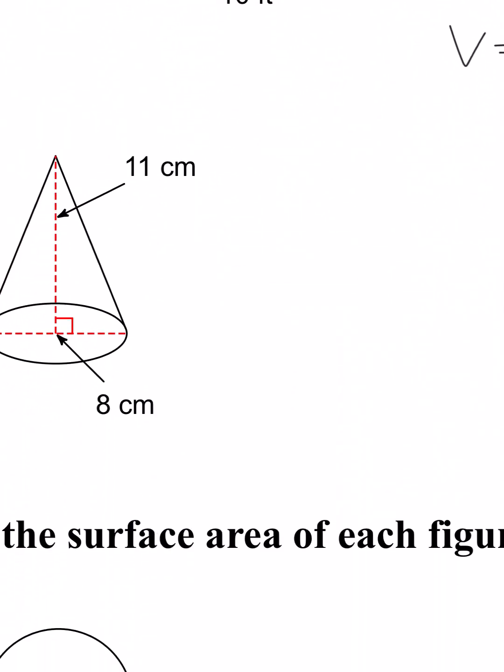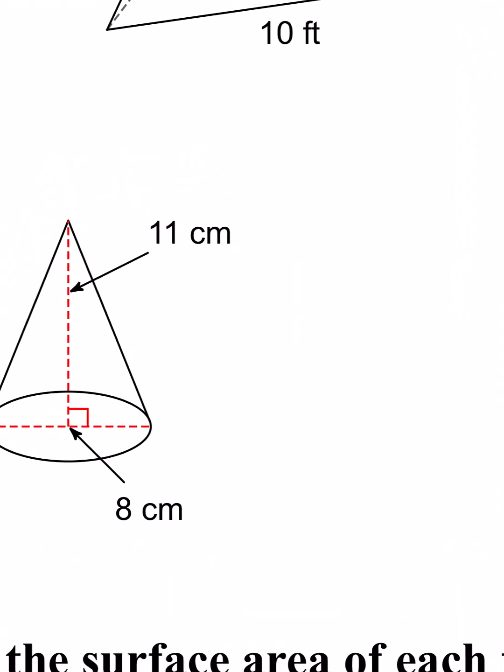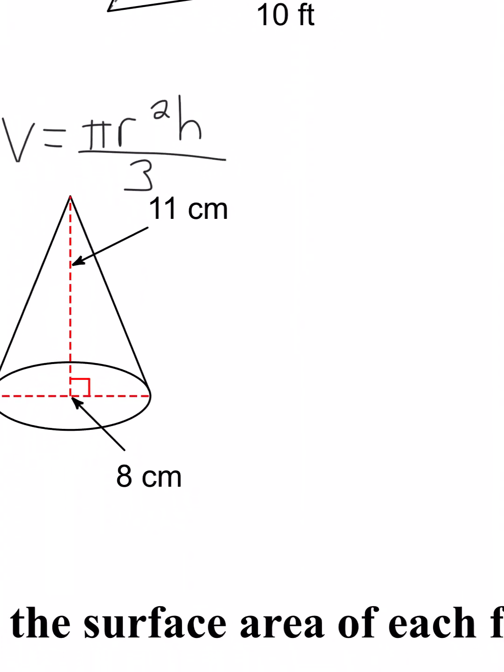One more from this section, 25. What shape is that? Cone. What's the formula for volume of a cone? Pi r squared h divided by 3. So what are the two things that we need to know? Radius is what? 4. Height is 11. So we plug it in.